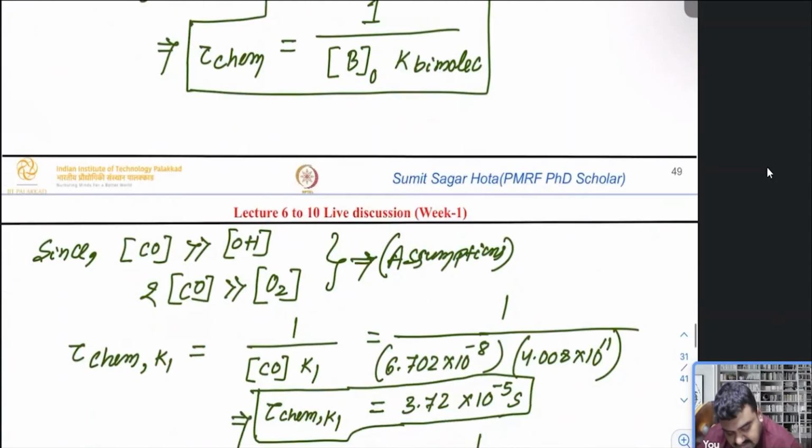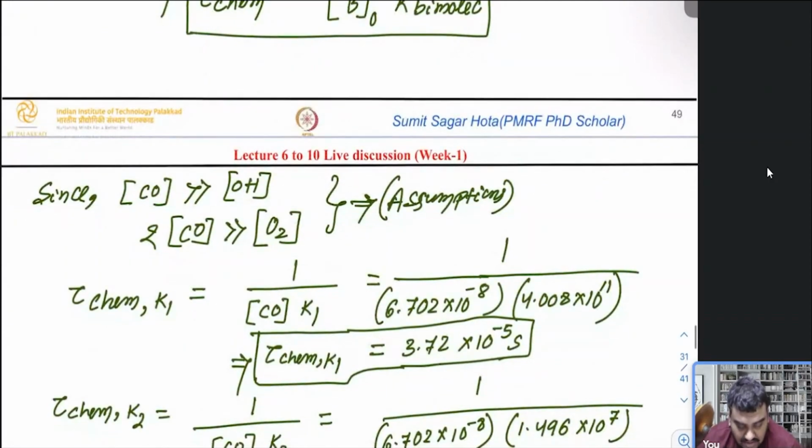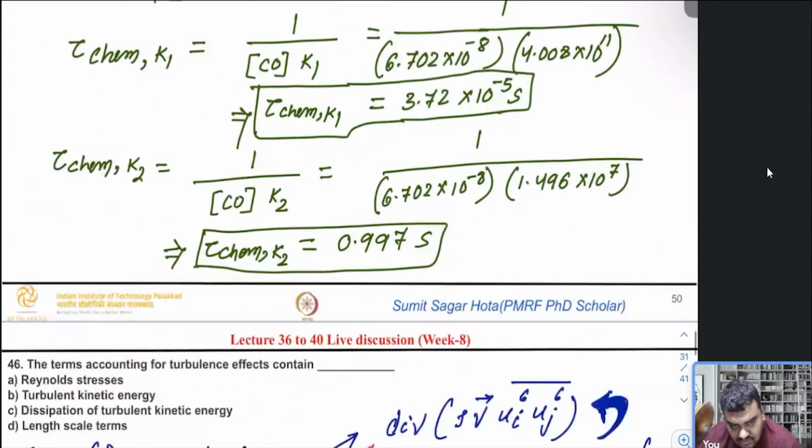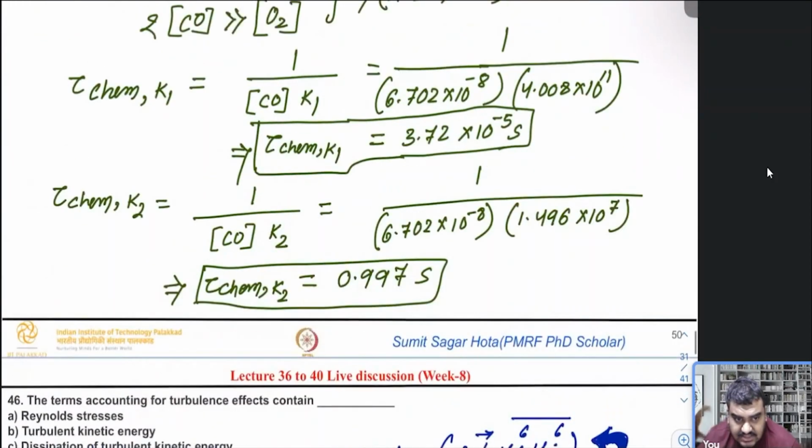Same assumption, same thing applied, so this bigger expression reduces, for K1, to tau chem K1 equal to 1 by CO times K1. The CO concentration you already know, and K1 you have found. Now tau chem K1 comes out to 3.72 × 10^-5 second. Similarly, tau chem for K2 equals 1 divided by CO times K2, and the value comes out to be 0.997 second. All these units should be in seconds.